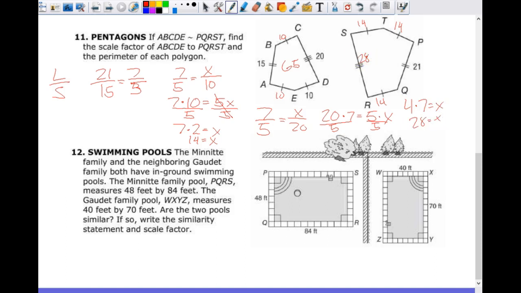Do we know all our lengths now? Yes. Let's add these guys together. 14 plus 21 is 35. 35 plus 14 is 49. 49 plus 14 is 63. 63 plus 28 is 1, carry the 1, 8, 91. So we know our perimeter is 91.